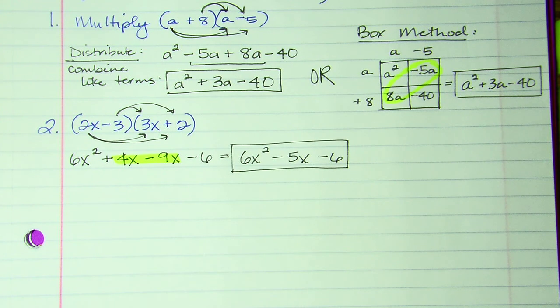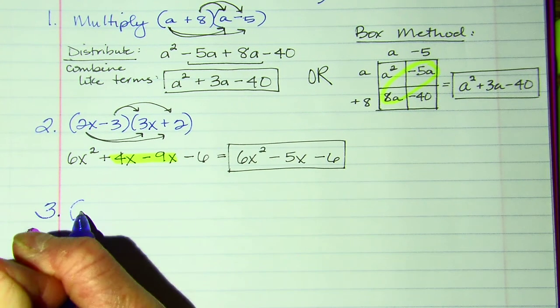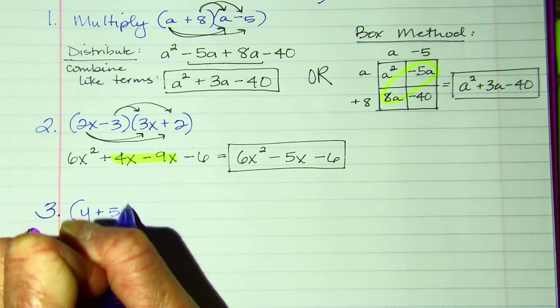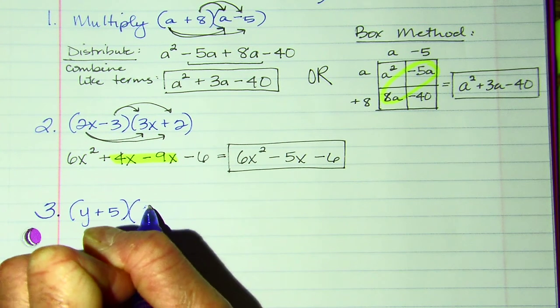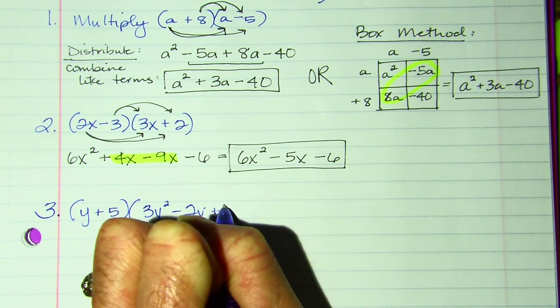Okay, now moving on, I'm going to do one more, and then we'll start some lesson practice. So let's do a little bit more complicated one. y plus 5, parentheses, 3y squared minus 2y plus 7.